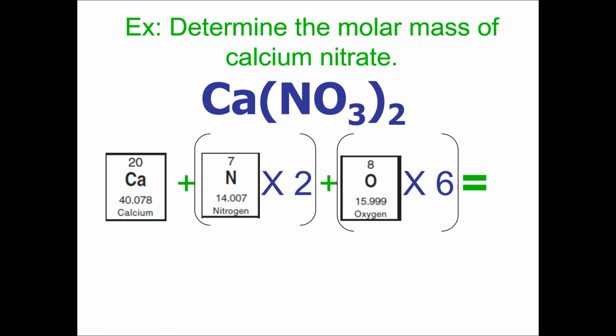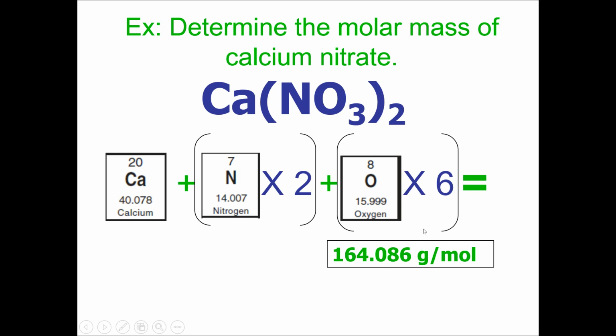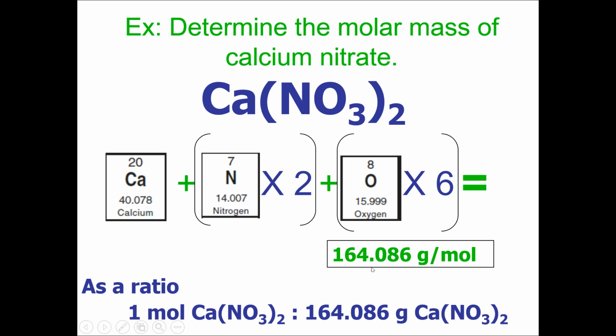If not, here is our final answer, and I have this rounded to the thousandths place here. It's not by sig figs, I have it rounded to the thousandths place. Our unit is going to be grams per mole. And if I want to write this as a ratio, like I would use it in a dimensional analysis problem, I am going to separate my ratio by this slash and turn that into a colon, and I would have 1 mole of calcium nitrate equals 164.086 grams of calcium nitrate.